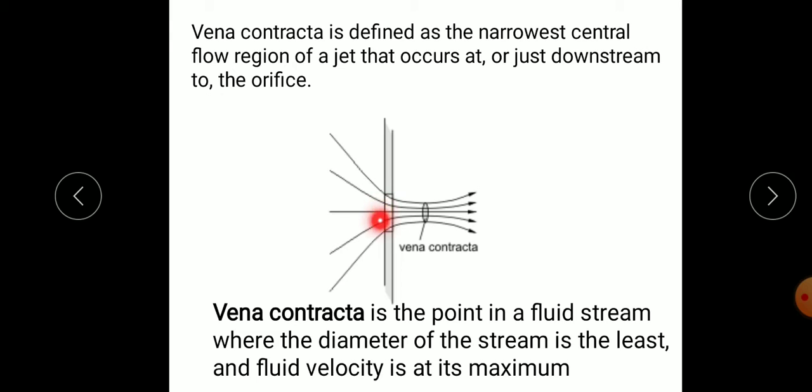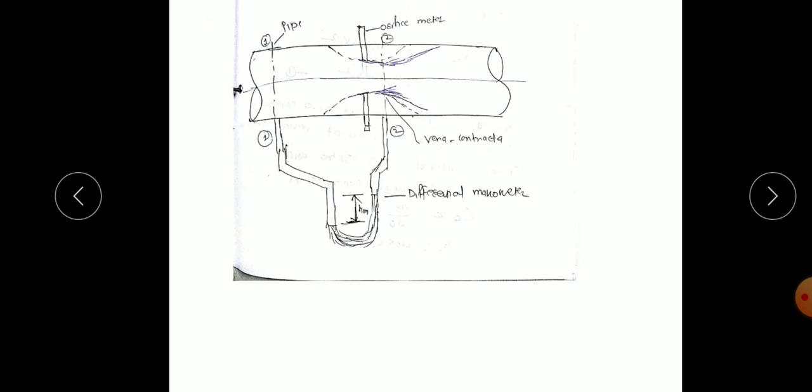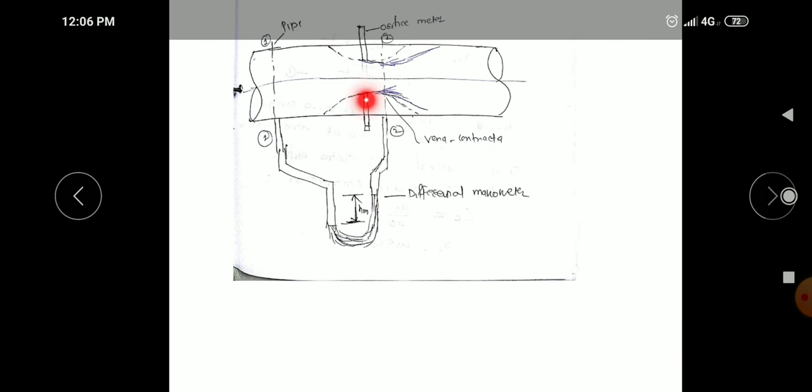This is the diameter of the orifice, and the vena contracta will be about 0.5 diameter in front of this orifice plate. Here velocity will be maximum and pressure will be the least. We can use a U-tube manometer to measure the pressure difference across this orifice meter.